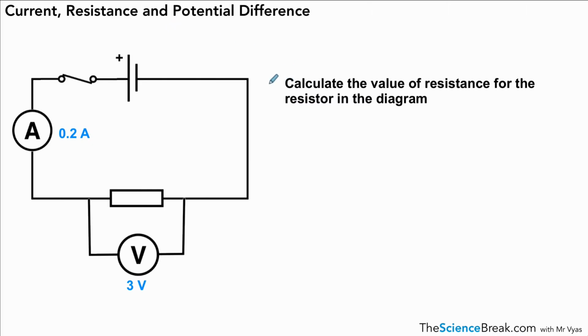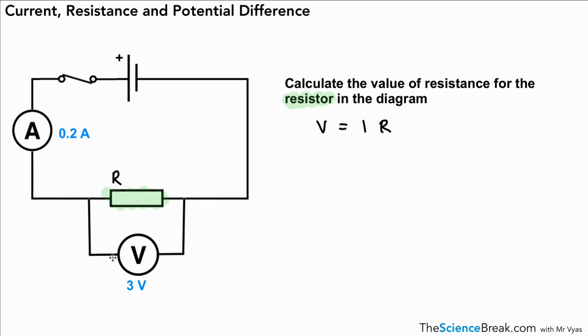So we have to calculate the value of resistance for the resistor in the diagram. Here you can see we've got a fixed resistor. There's our fixed resistor, we'll call that R. We can just highlight that there, so that's the one we're working out the resistance for. And we can use the equation that we looked at just now, and that's V equals IR.